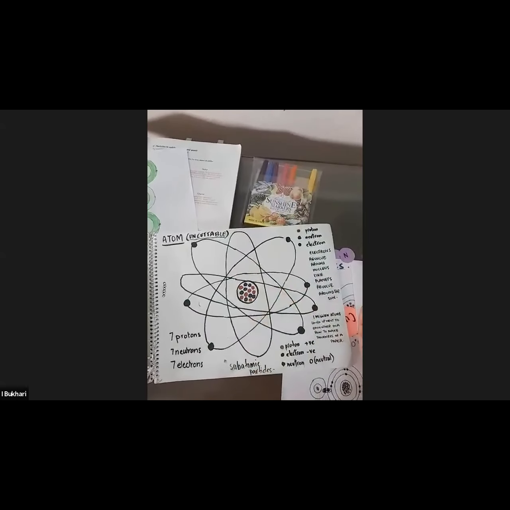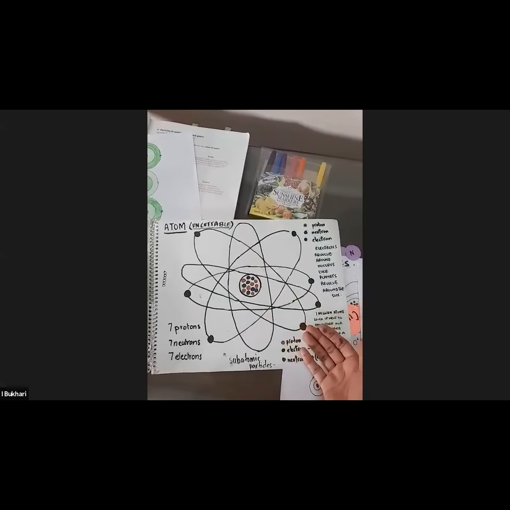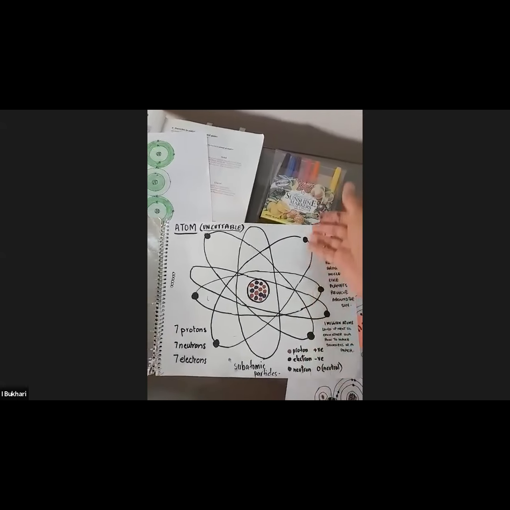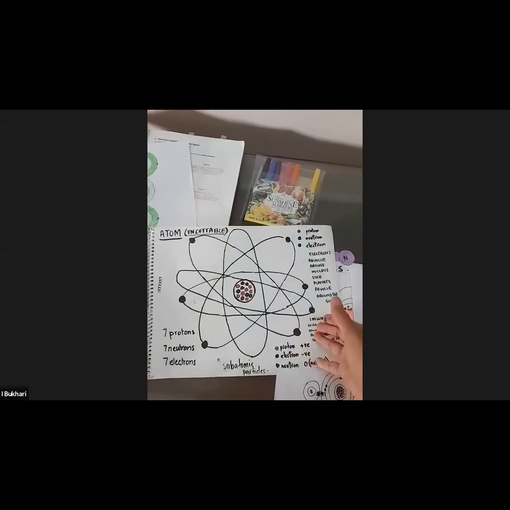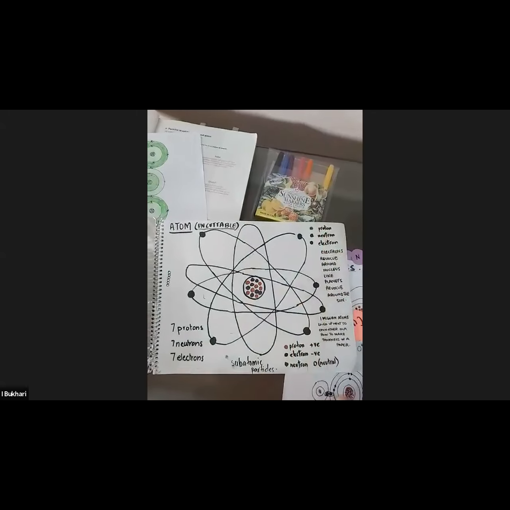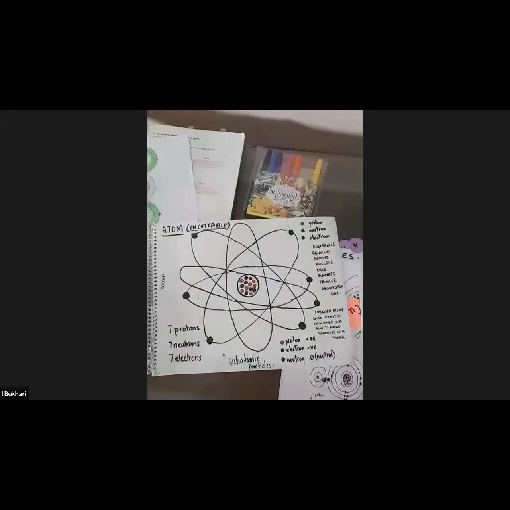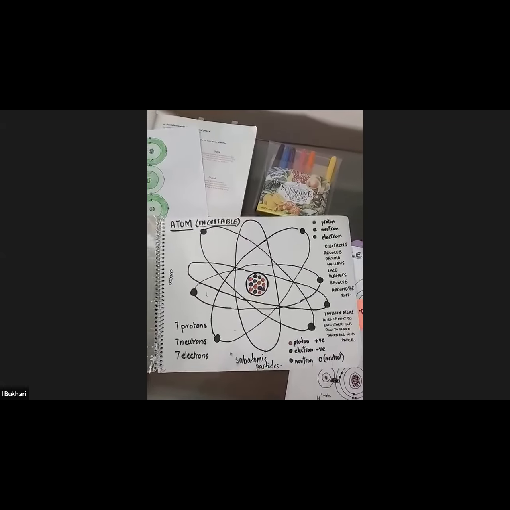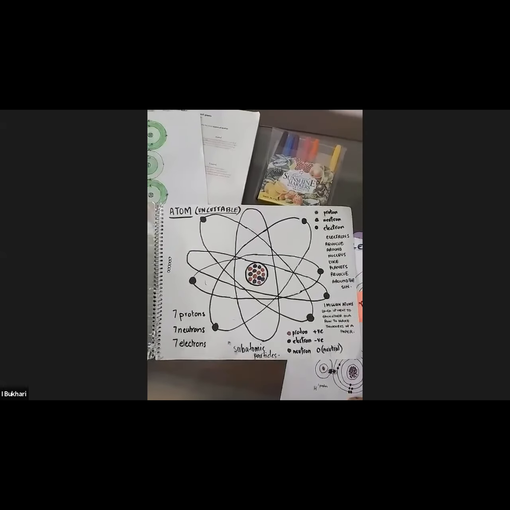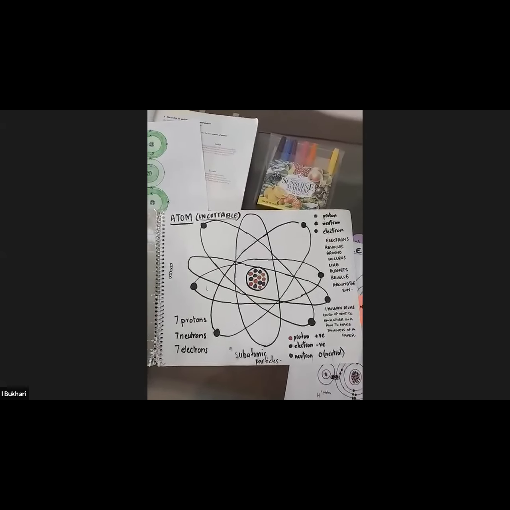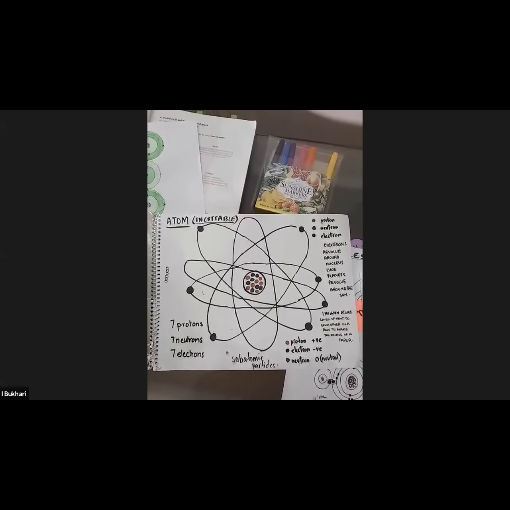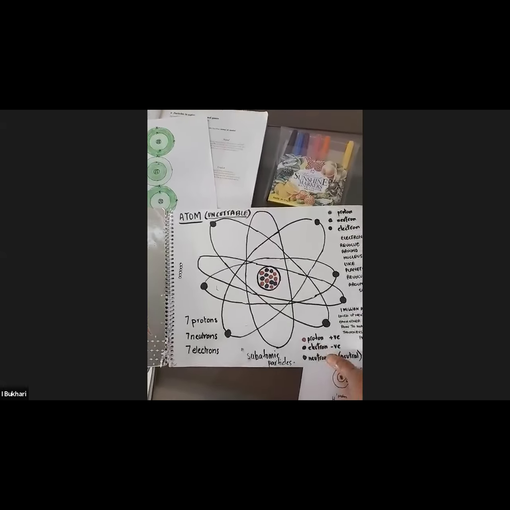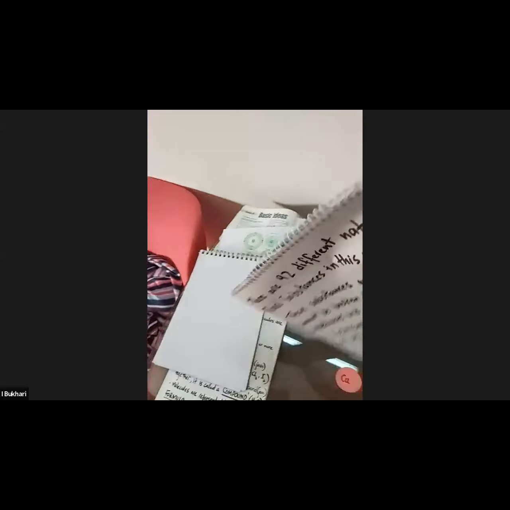Some atoms like to give, others like to gain, right? So these electrons do not stay within the atom. So the number of electrons is variable. It keeps changing according to the reaction. Sometimes they're gaining, at other times they're losing. Sometimes they're losing one, at other times they're losing two electrons at the same time. And at other times they're gaining one electron, or two electrons. So that is variable. Therefore, we do not include the weight of an electron while we are measuring the atomic mass. Okay?